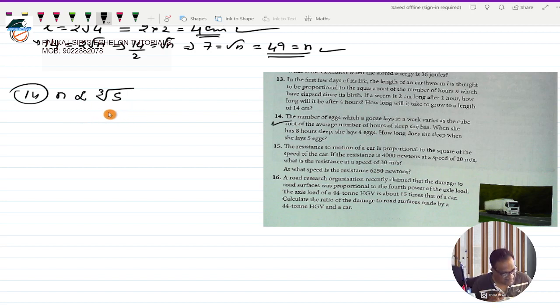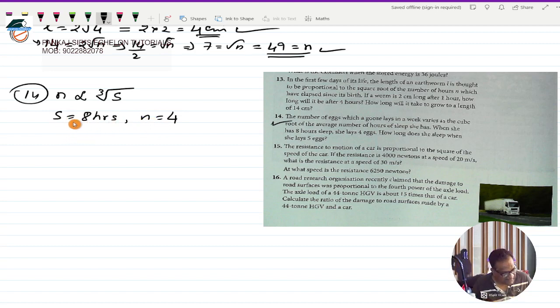So if this is the relationship given, when she has 8 hours of sleep, she lays 8 eggs. So when the sleep is of 8 hours, n is equal to how much? She lays 8 eggs, right? Is it 8? No, it is 4 eggs. N is equal to 4. So that is one set of values given for S and N. So S is equal to 8, N is equal to 4.